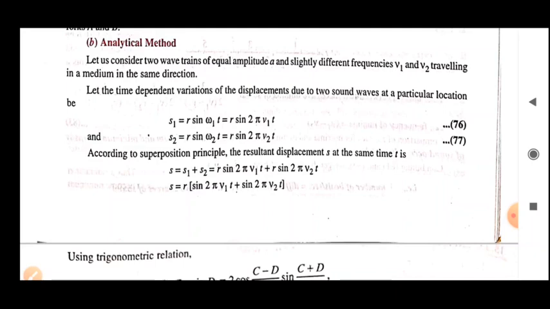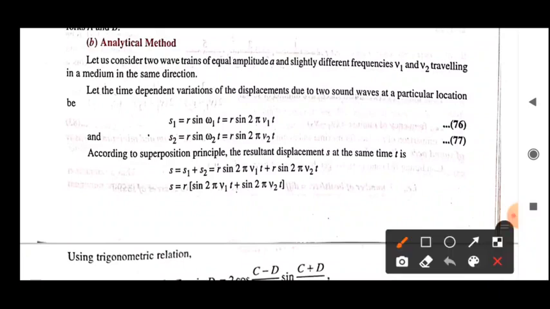Here the first one is represented by S1. As we know the relationship for the sound wave, the first one is r sin omega1 t. As both are moving in the same direction, there is no need to represent plus kx here. So we can write S1 equal to r sin omega1 t, which can also be written as r sin 2 pi nu1 t. Similarly S2 we can write in terms of nu2.